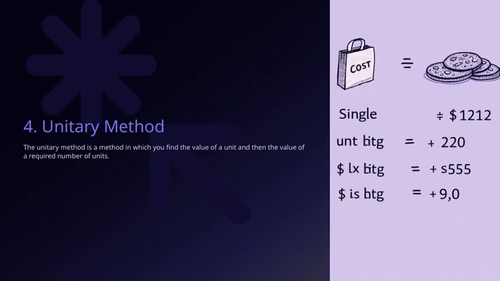Let's talk about the unitary method. This is a really useful approach because it simplifies complex problems. Essentially, what you do is find the value of a single unit first. Once you know the value of one unit, you can easily determine the value of any number of units you need. For example, if you know the cost of 5 apples, you can find the cost of just one apple and then multiply to find the total for any other number.